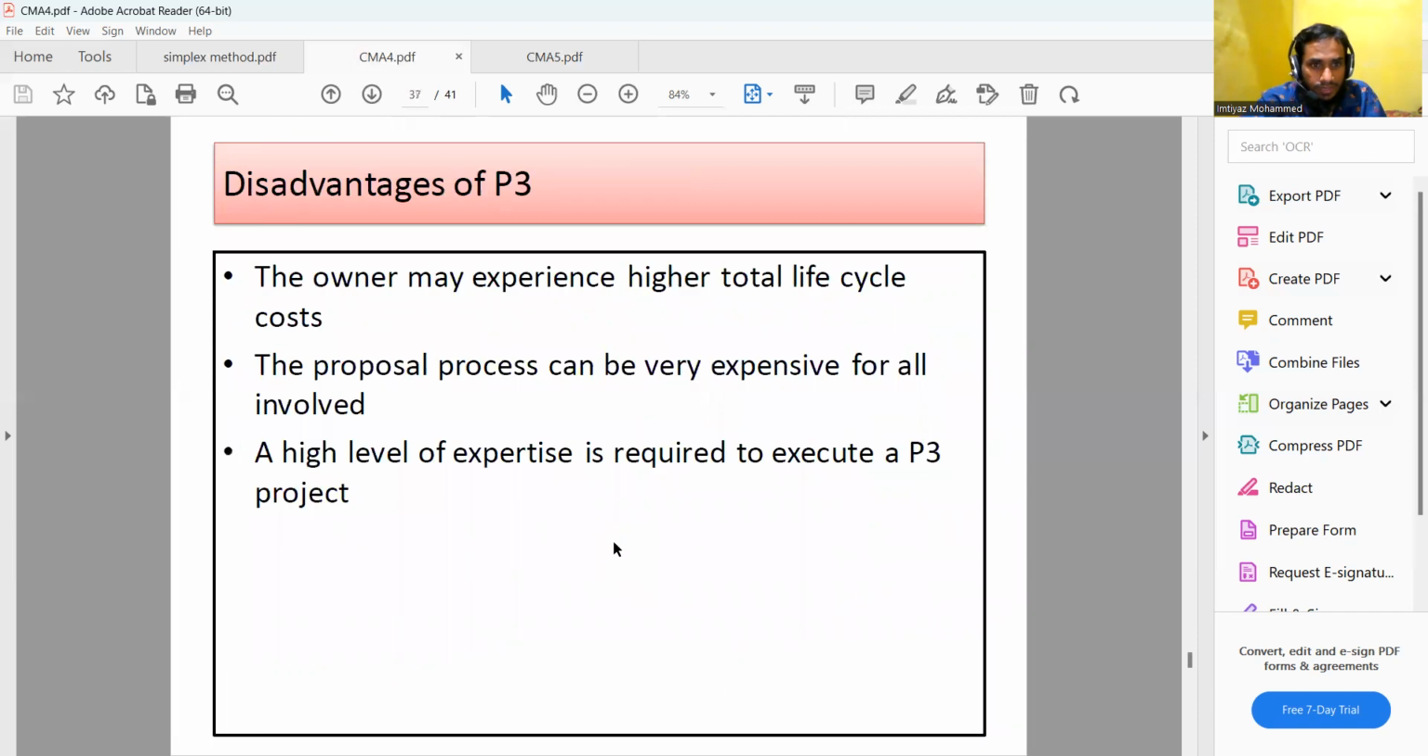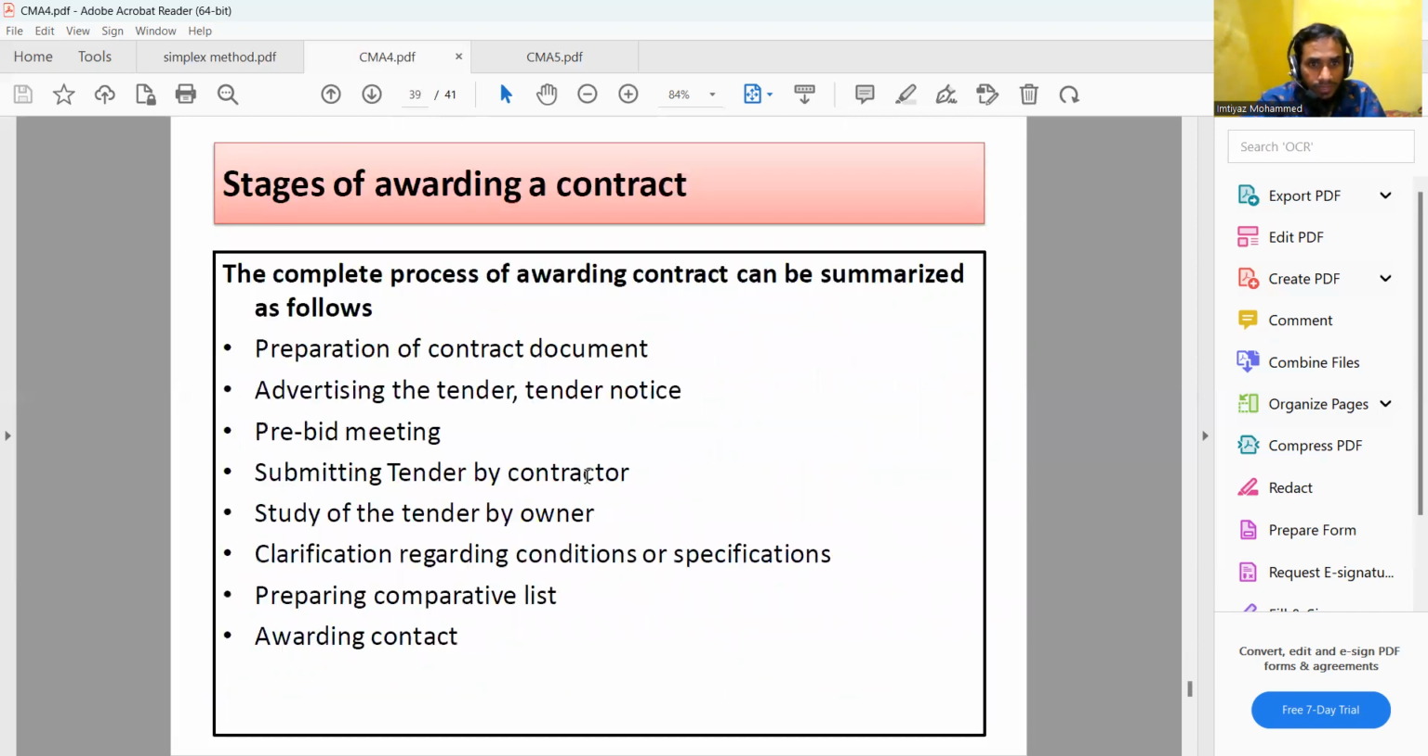Some of the things here you can see about BOT and its variants, and stages of awarding a contract. Actually, I could see one question in a previous paper regarding the stages of awarding a contract. So this process can be summarized as follows. Please go through these points. Preparation of the contract document, advertising the tender, a tender notice in the newspaper, then pre-bid meeting, a meeting between the contractor and the government officials, then submitting tender by the contractor, and then it is being studied by the owner.